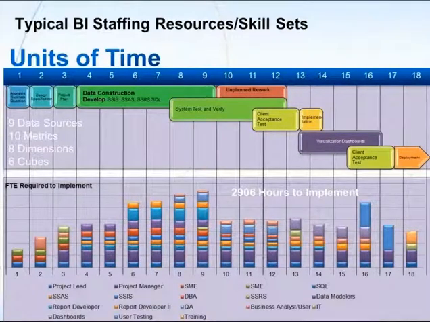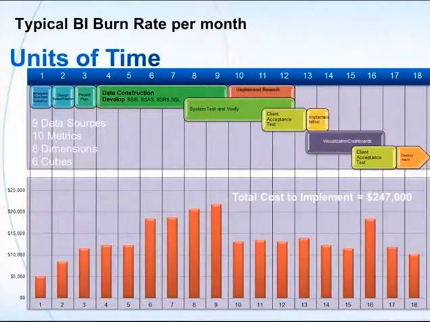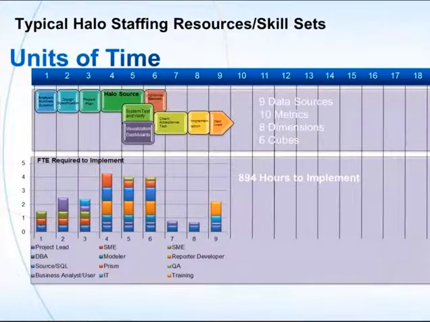The point here is that over this prolonged time period while you're doing implementation, you're paying all of these people to be working on this project. So you have a burn rate of somewhere between $15,000 and $20,000 per month until this BI project is implemented, not even counting the cost of the initial software. So in this example, the project would cost about $250,000 to implement.